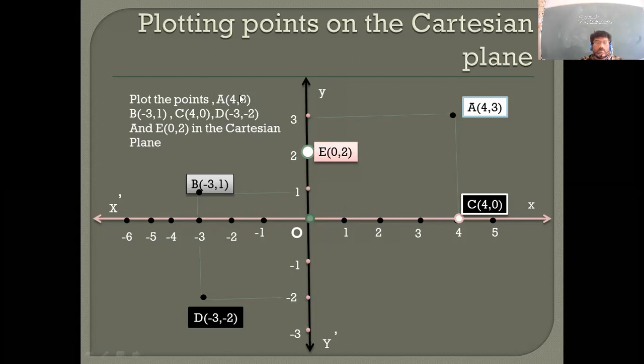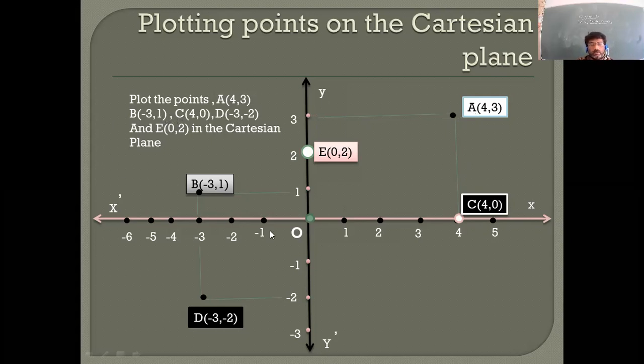For example, we want to plot the point (4, 3). First, from 4 on the x-axis, draw a perpendicular and go up to 3 on the y-axis. Join this. So this is the point A (4, 3). This is how we locate points on the Cartesian plane.